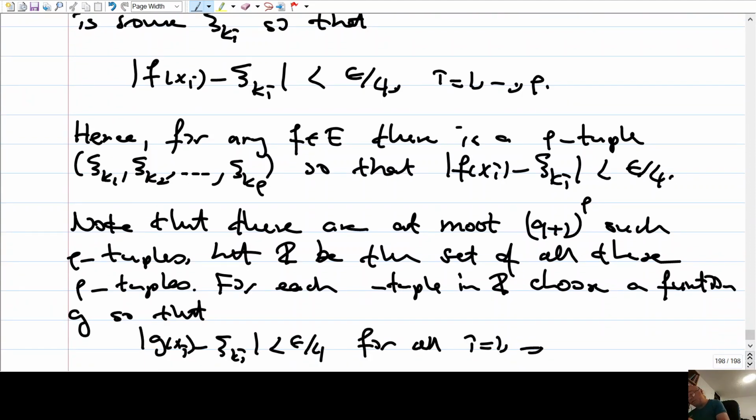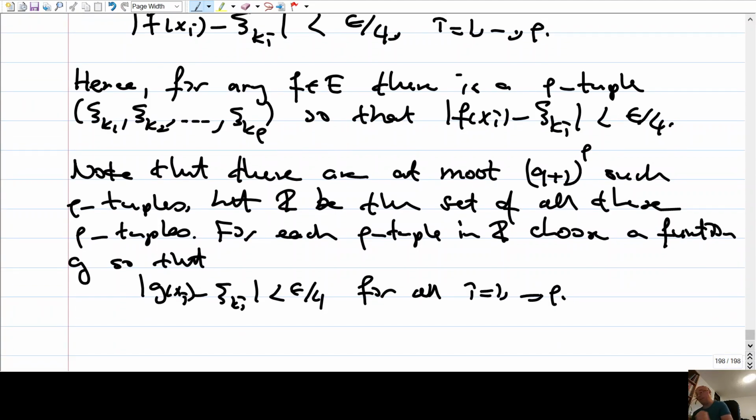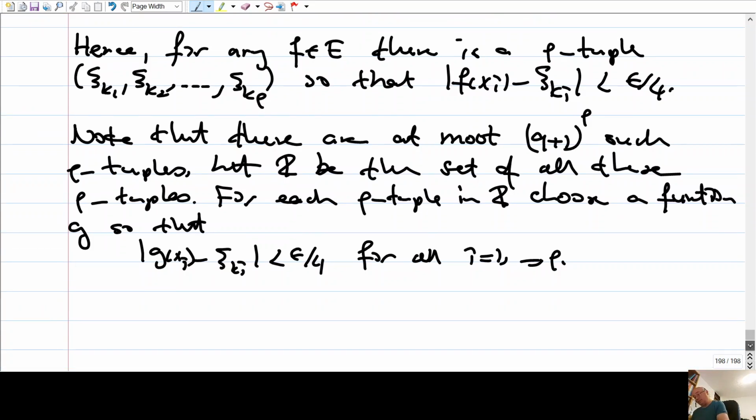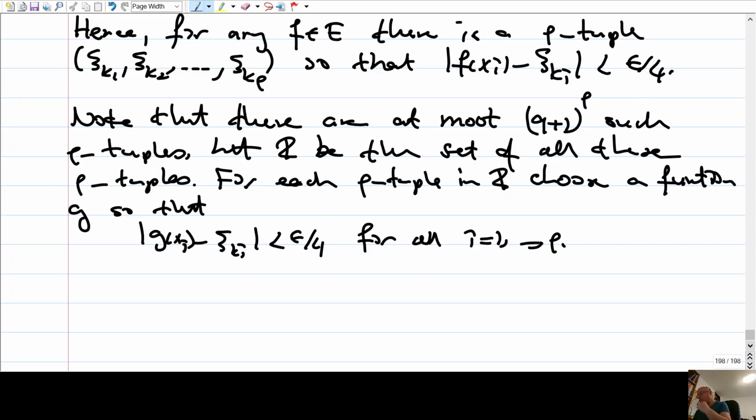And for each rho tuple, I choose a function like this. And then we do what? For each rho tuple in I, I choose a function. Of course, the cardinality of E is finite. It is at most this number.